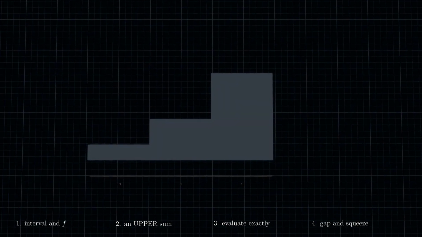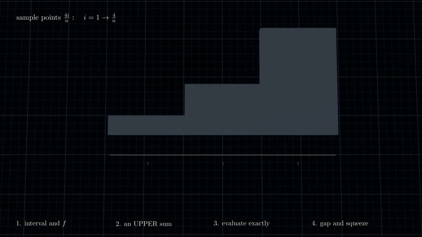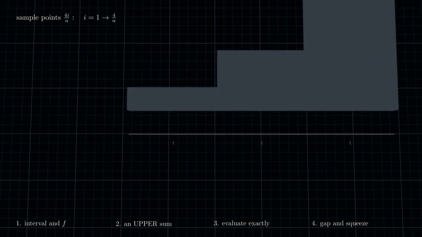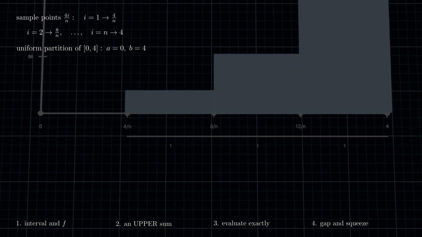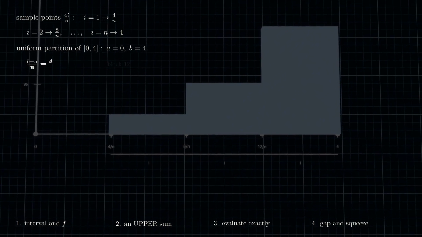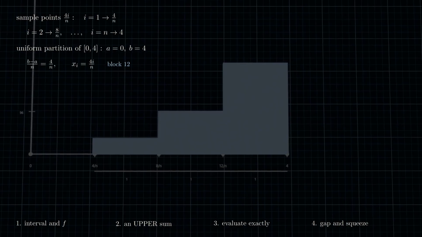Step 1. Which interval and which function? Look at what feeds the bracket. 4i over n. When i is 1, 4 over n. When i is 2, 8 over n. When i is n, 4. So as i runs from 1 to n, the points march from 4 over n up to 4, in steps of 4 over n. Those are the right-hand endpoints of a uniform partition of 0 to 4 with n strips. Width, 4 over n. Point i at 4i over n. That is our uniform partition with a equal to 0 and b equal to 4, since b minus a over n is 4 over n.